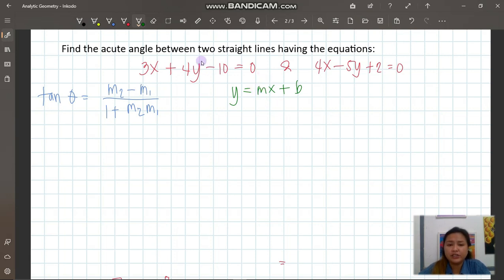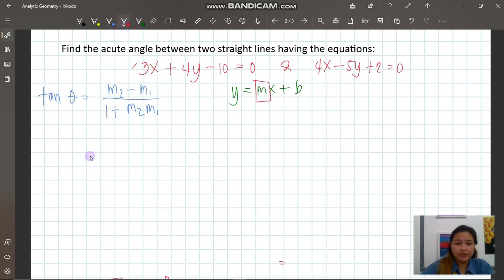If you rearrange the equation, isolating y, what remains on the right side of the equation, whatever the coefficient of x, will be the slope of the line, and b here is the y-intercept. By rearranging our equation in this form, it is easier to identify the value of the slope of our line. Then we can use that value in the formula for solving for the acute angle between the given straight lines.